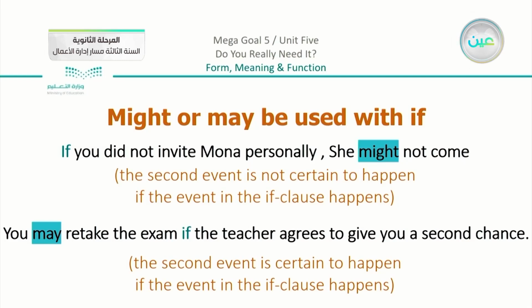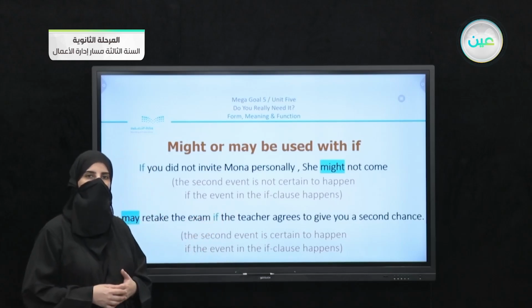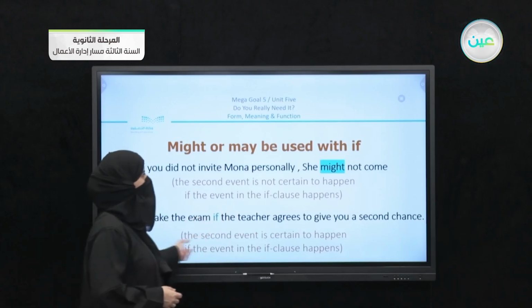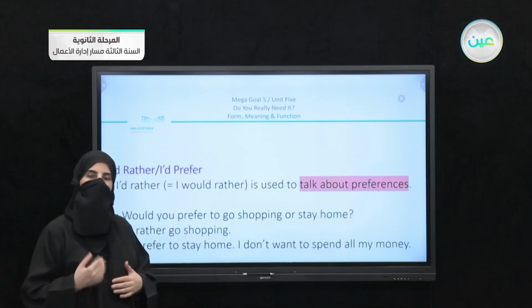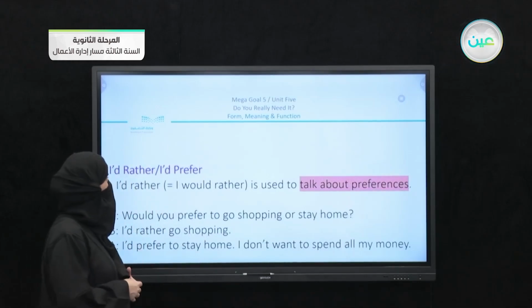So you can see that there is the condition in "if the teacher gives you a second chance," and of course there is the possibility for something to happen. Now we can see that "you may retake" gives a positive meaning that something will occur, and "she might not come" gives a negative meaning that something will not happen. So we have here the two modals, might and may, that can be used with the if clauses, or the if sentences in general.